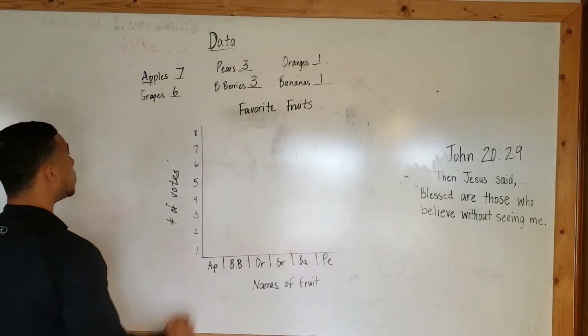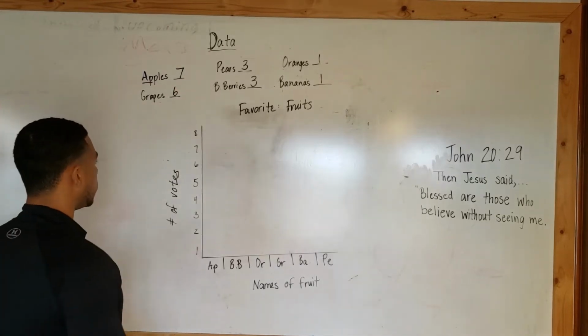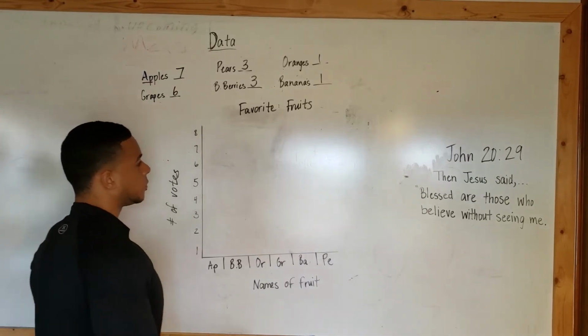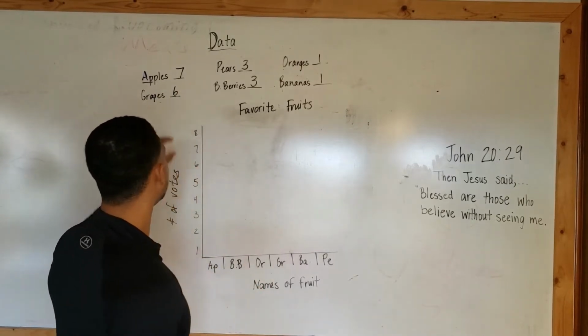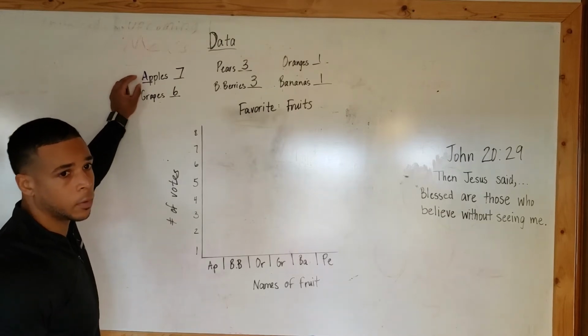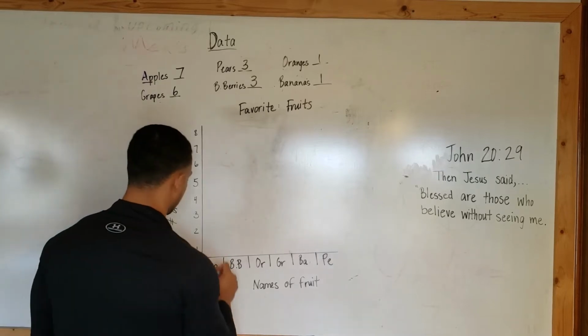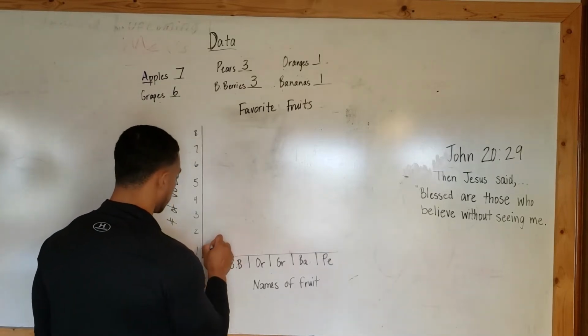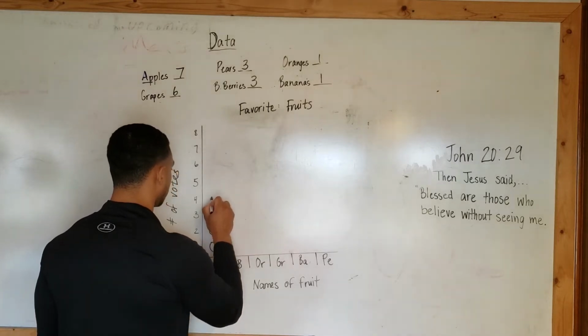So starting with apple, let's look at how many votes apple had. It's the same data. Apple had 7 votes. Now this is where a pictograph differs from a bar graph. A bar graph, you're making bars. A pictograph, you're making a picture to represent an apple. So you're not actually drawing an apple. For this graph, let's just go ahead and make circles. So each apple is going to be represented by a circle. So 1, 2, and we'll go up to 7.